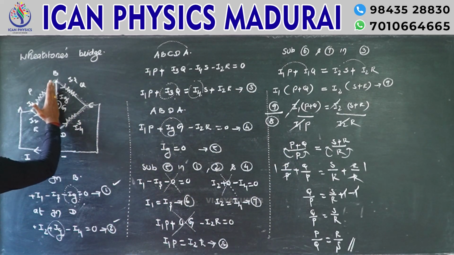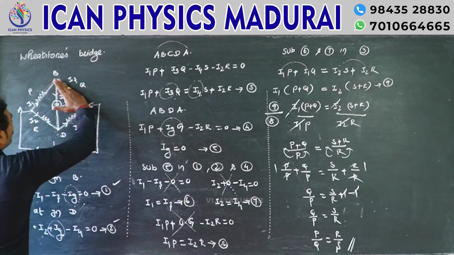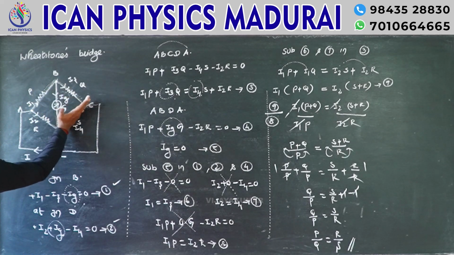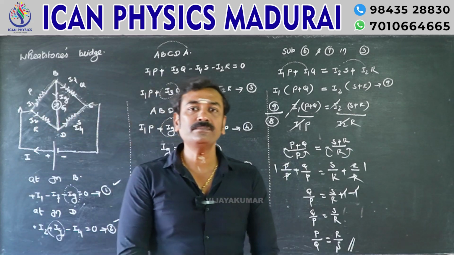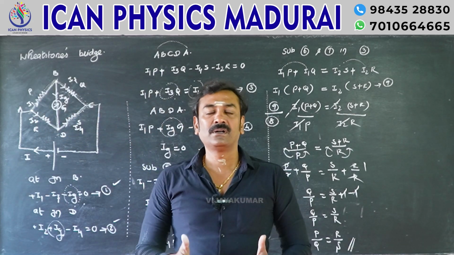P by Q equals R by S. So that is our answer. Do you get it now? Do you have any doubts? No doubt.